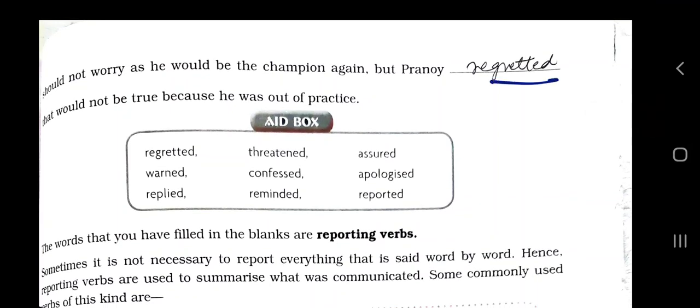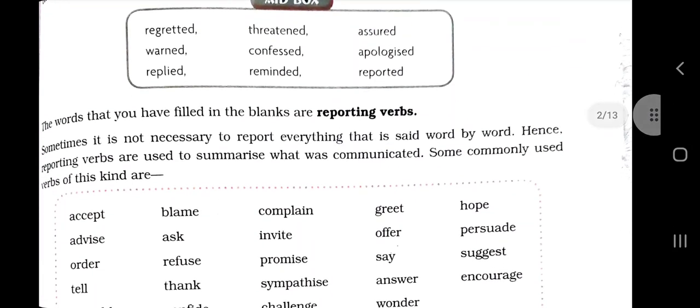Now see here how reported speech has been used. Earlier, when you were reading the direct conversation between Pranay and Rohit, it was direct speech. While when the same is being reported to someone else, it is reported speech. Now the words that you have filled in the blanks are reporting verbs. Sometimes it is not necessary to report everything that is said word by word. Hence, reporting verbs are used to summarize what was communicated.